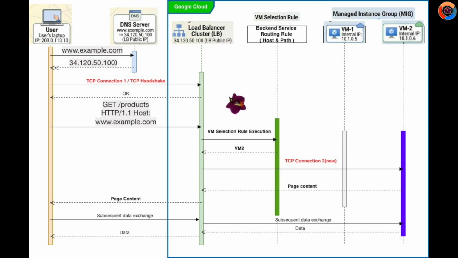Now, let's understand what actually happens behind the scenes when a user accesses an application through a Google Cloud load balancer. In this example, a user opens their browser and enters the URL www.example.com.